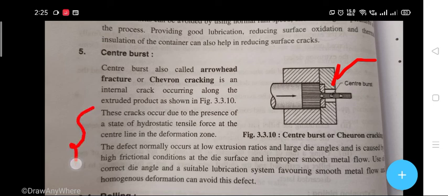These cracks occur due to the presence of a state of hydrostatic tensile stress at the center line in the deformation zone. The defect normally occurs at a low extrusion ratio and large die angles and is caused by high frictional conditions at the die surface and improper smooth metal flow. Use of the correct die angle and a suitable lubrication system favoring smooth metal flow and homogeneous deformation can avoid this defect. This is known as the center burst defect.